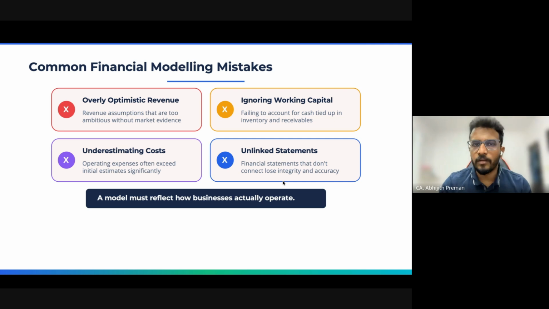Okay. Then ignoring working capital, failing to account for cash tied up in inventory and receivables.